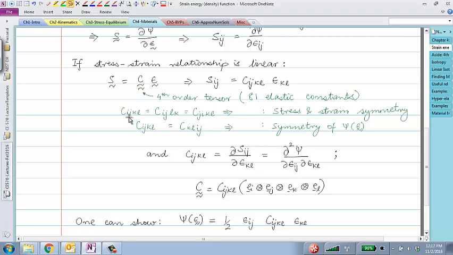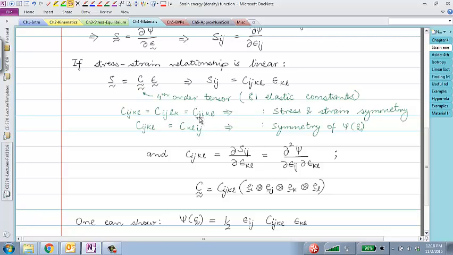We know that stress and strain are symmetric. So in Cijkl, the second two indices, this kl, correspond to the indices of the strain. The first two indices correspond to the indices of the stress. I know both stress and strain are symmetric, so it shouldn't matter if I interchange i and j or interchange k and l.